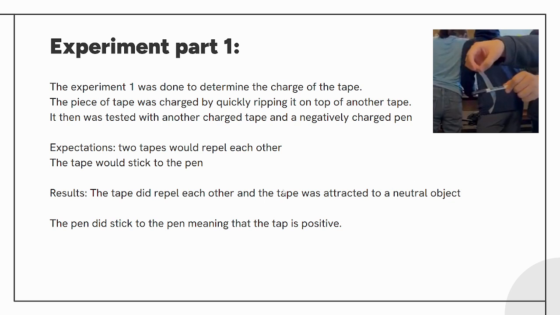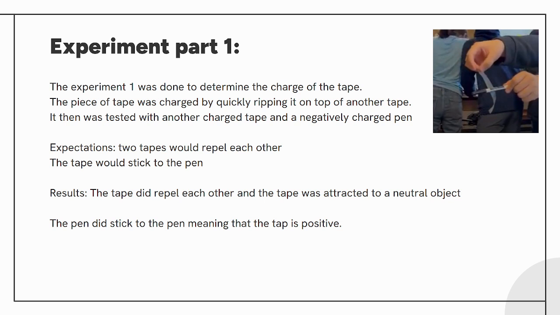So the first part of the experiment was done to determine the charge of the tape and how it worked, if it even had a charge in the first place. What we did was get two pieces of charged tape, put them next to each other and see what happened, and we also had a negatively charged pen that we put near the tape to determine the charge.